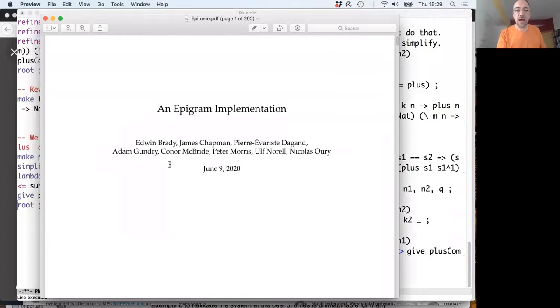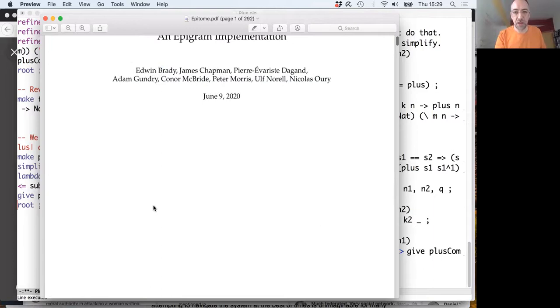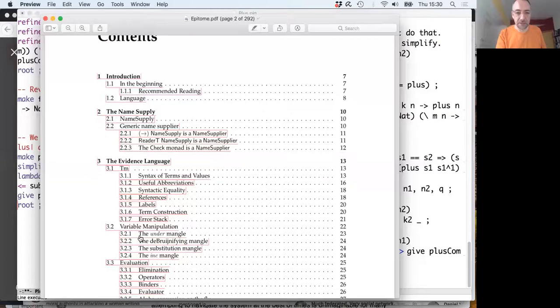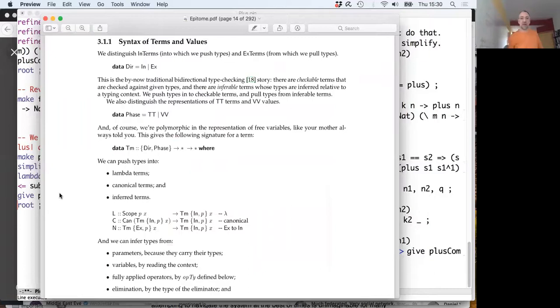And these are all the people who ever touched the code base. It's really useful to have a clickable table of contents. And let me see, it's always good to go straight for the term syntax. So you get things like this. This was what dependent types in Haskell looked like in 2009. We declare some data types and we declare some others, and then we declare the type of terms depending on those things.